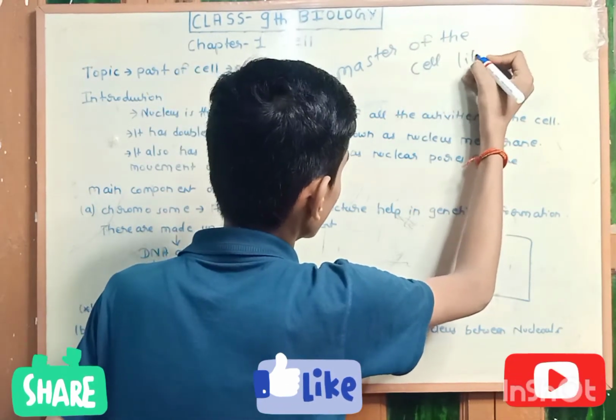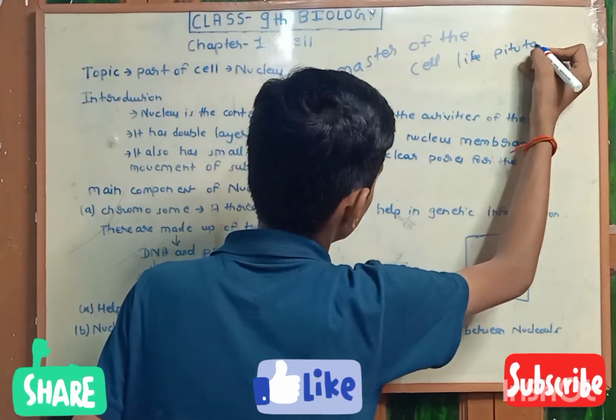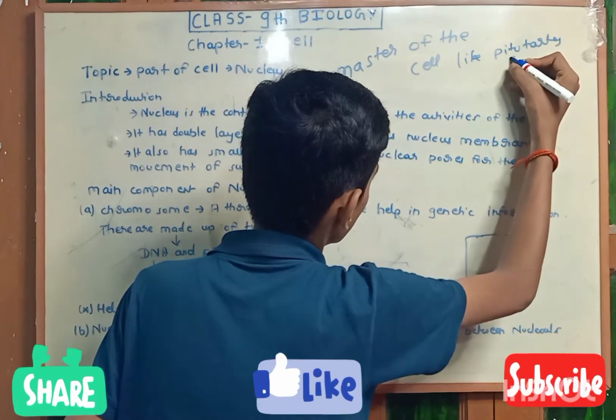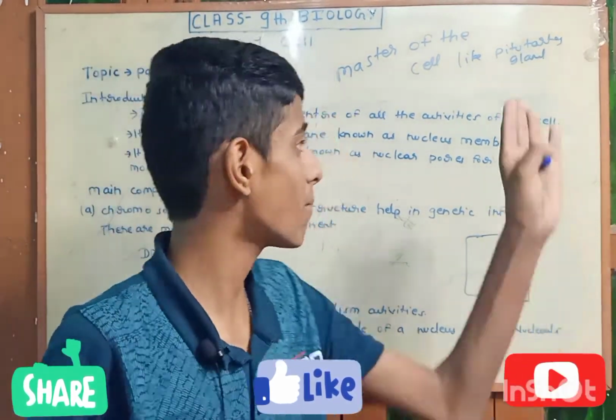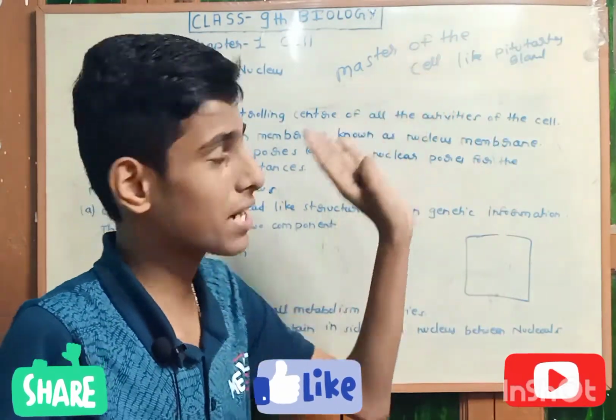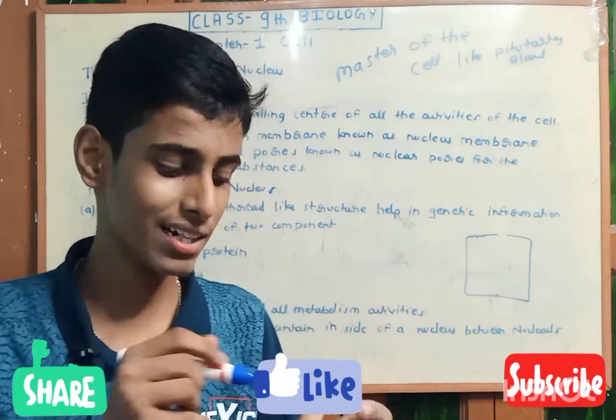For example, the pituitary gland is known as the master of the glands, and in a cell the master of the cell is known as the nucleus.